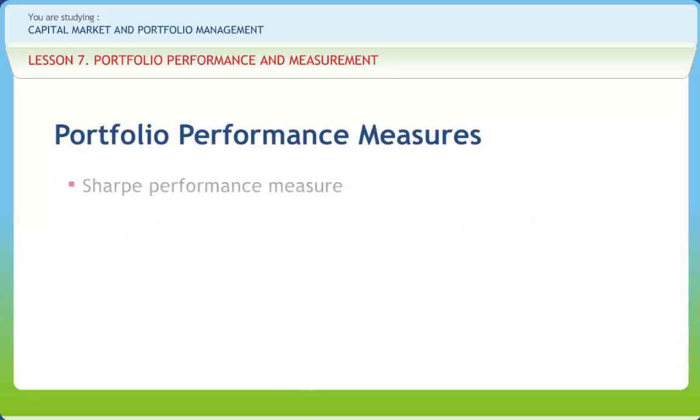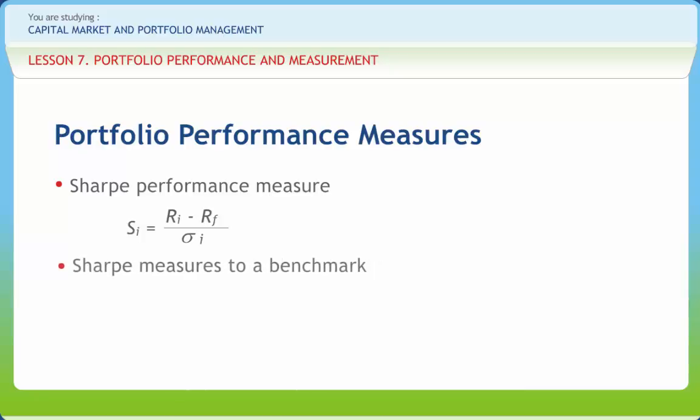The Sharpe measure gives us a measure of return per unit of total risk. Again, the higher the Sharpe measure, the better the performance. We can also compare individual Sharpe measures to a benchmark. Instead of plotting deviations from the security market line like the Treynor measure, we are plotting deviations from the market-determined price of risk as defined by the capital market line, CML.